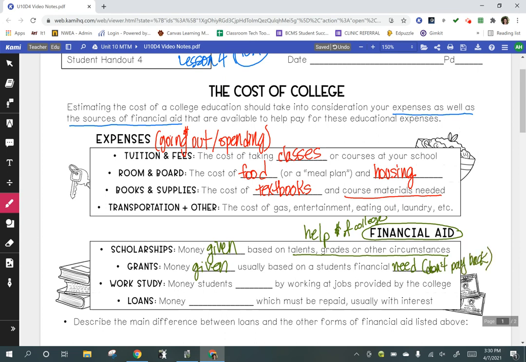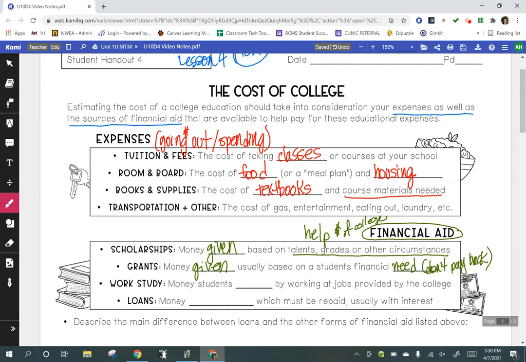Okay. So a grant is something that is given to you, and it's kind of like a scholarship, but it's just given to you. And instead of it being from the school, it's typically from the state, or I guess it can be from the school too, but most of the time it's from the state. Okay.